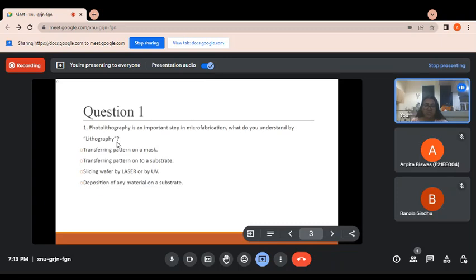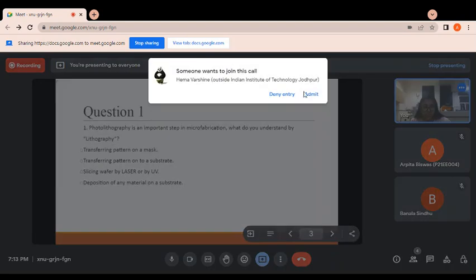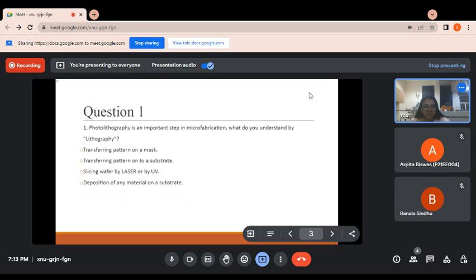So at first we deposit some material, then on this deposited material we pattern whatever structure we want. Then we go for the lithography system. What is the lithography system? It is a pattern transferring system. The pattern is transferred onto the substrate where the material is deposited, by UV exposure.